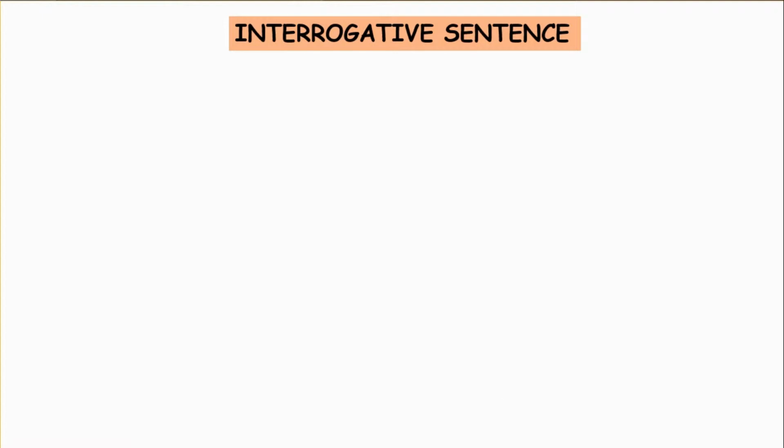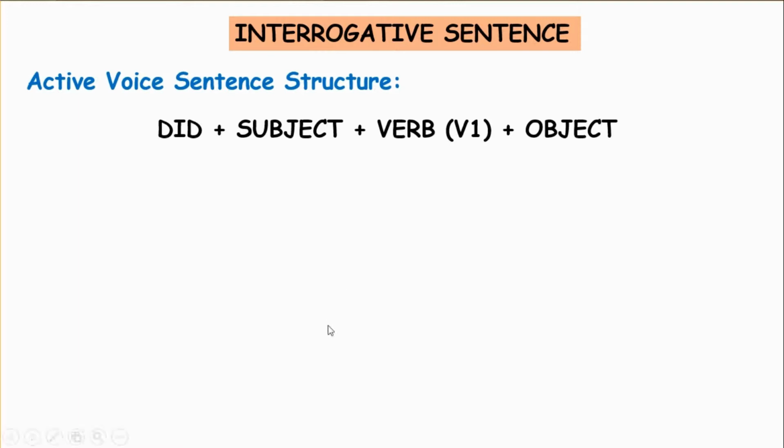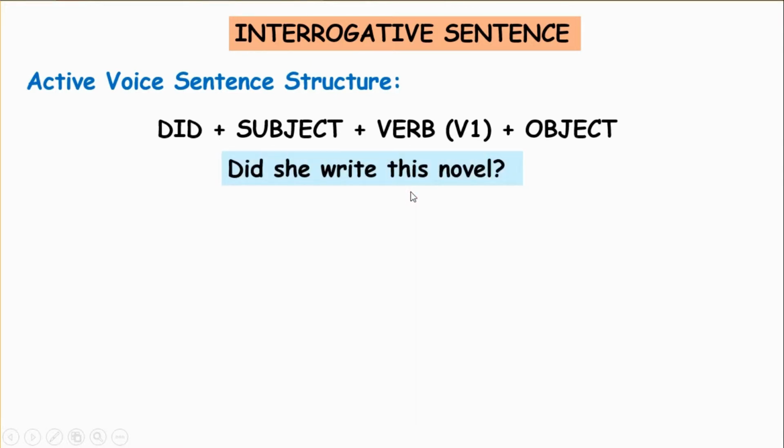Okay, interrogative sentence, these are questions. Okay, active voice sentence structure in interrogative past simple is did plus subject plus V1 plus object. Okay, we all know that questions start with either an auxiliary or a WH word. Okay, so this is the structure for active voice interrogative sentence: did plus subject plus verb V1 plus object. Okay, look at the sentence.